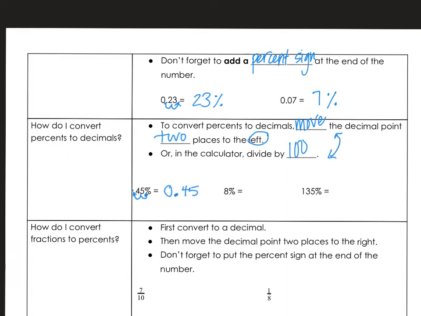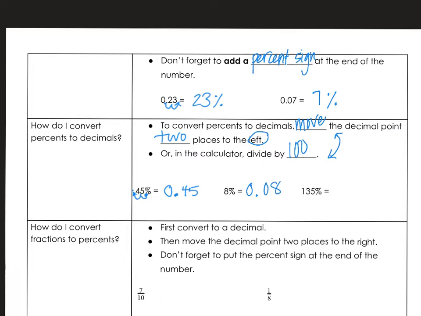Okay, now let's try it with the calculator. So you're going to type in 8. And then I want you to put divided by, and then 100. And when you do that, you're going to get 0 and 8 hundredths.